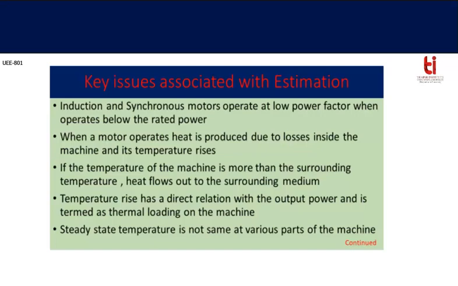Now, one of the most important issues in estimating this motor power rating is that temperature of different parts of the machine is not constant. The reason behind it is that some parts of the machines are exposed to the atmosphere, some parts of the machine are insulated. Because of that, temperature throughout the part of the machine is not same. So it is one of the major issues in estimating the power rating.